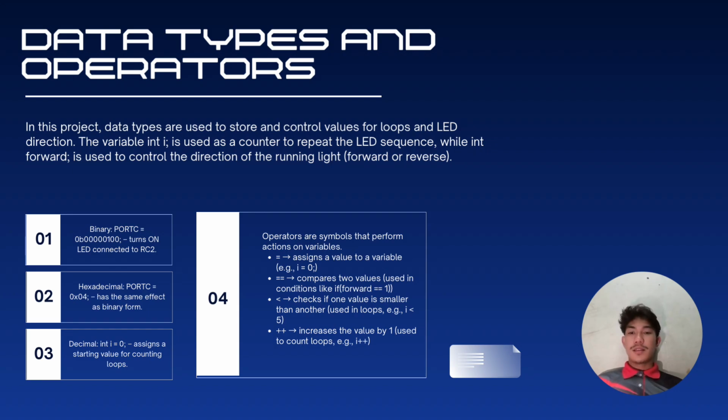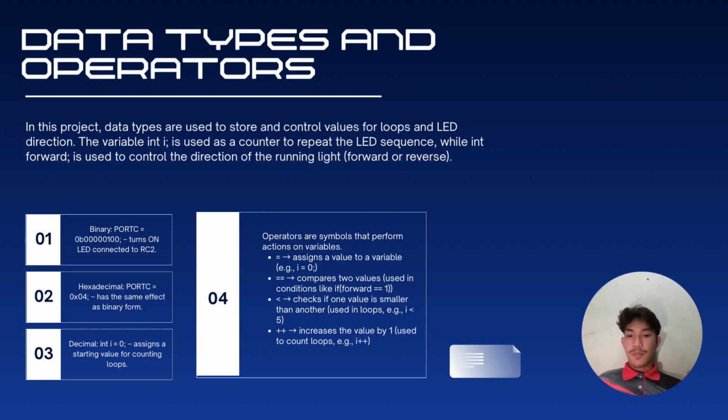Okay, so next is data types and operators. In this project, data types are used to store and control values for loops and LED direction. The variable int is used as a counter to repeat the LED sequence, while int forward is used to control the direction of the running light, forward or reverse.